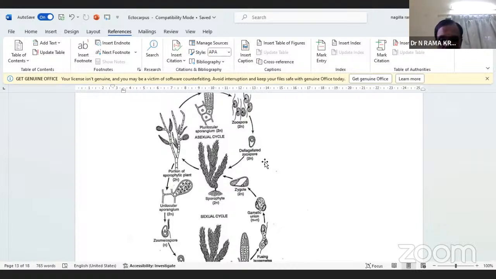So next, now you see we are going to the second one, that is Bryophyta. So before going to that, what is the meaning of Bryophyta?